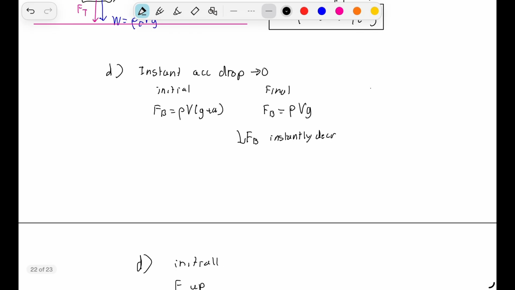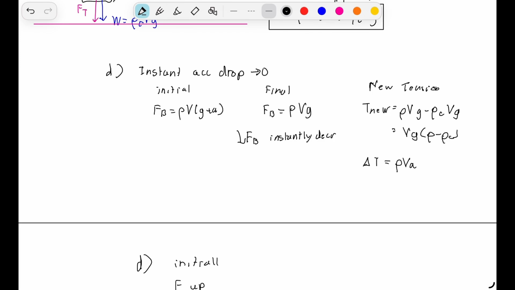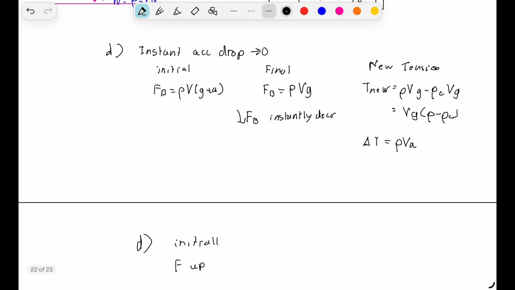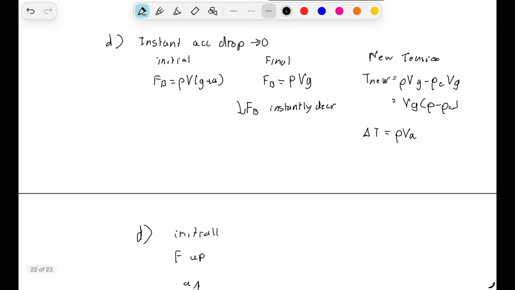So our new tension is going to be equal to density times VG minus density C times VG. This is VG times density minus density C. So our change in tension, delta T, is rho V A, density times your volume times A. So your tension is going to decrease instantly by this amount. That's going to be your answer.